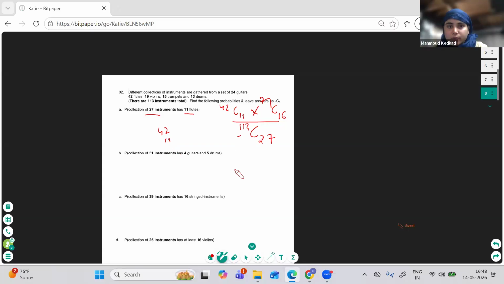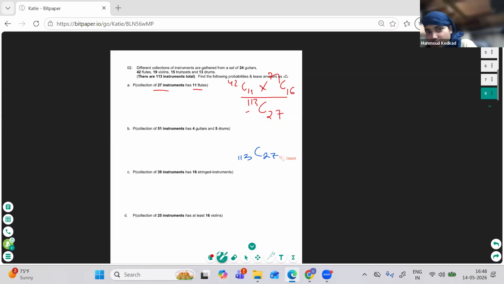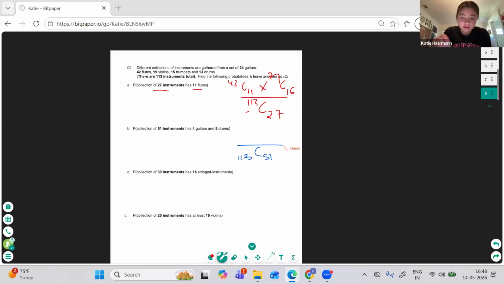Okay, that's the first part. It's the second one. Collection, if you want to try the second one. Yeah, that's 4 guitars. So you do the same, like 113 C 27. Oh, or not 27, 51 now. Yeah. And then four guitars.